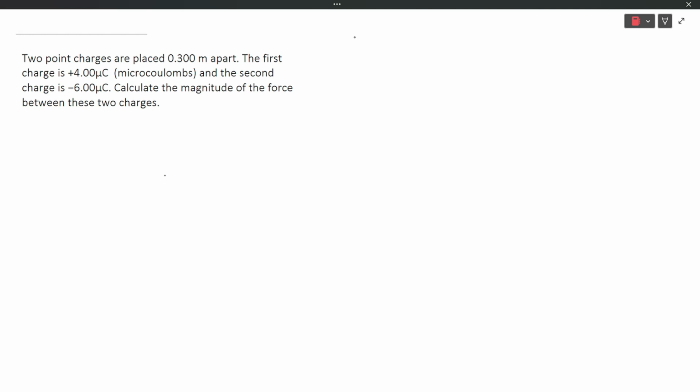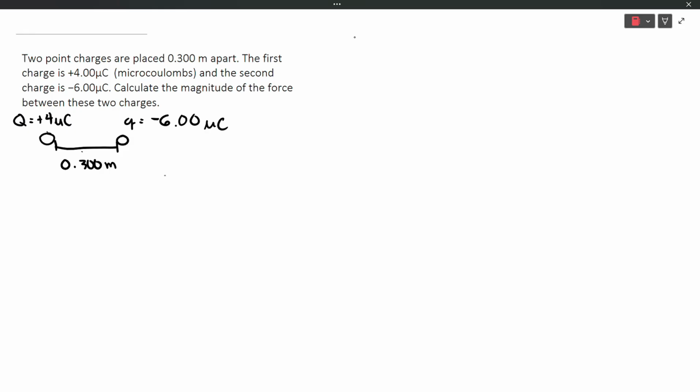So let's say this is our illustration of the problem. We have your Q, which is positive 4 microcoulomb. The other is your smaller q, which is negative 6 microcoulomb. Let's consider two decimal places in our given values. And the distance between them is 0.300 meters. So what we're going to find out is the electrostatic force.